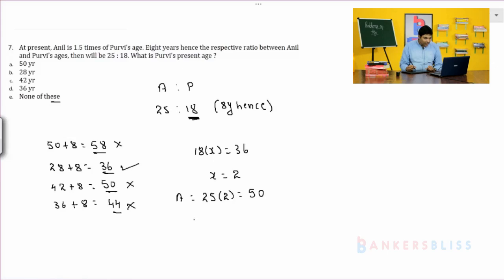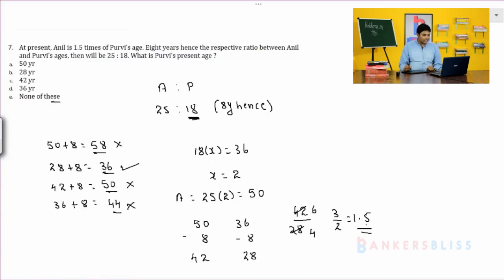So after 8 years, the ages are 50 and 36. So present ages means minus 8, that is 42 and 36 minus 8, 28. So how many times? You should get 1.5 times. So 42 divided by 28. 7 4s are 28. 7 6s are 42. 6 by 4, that is 3 by 2, which is equal to 1.5. So exactly 1.5 times you are going to get.